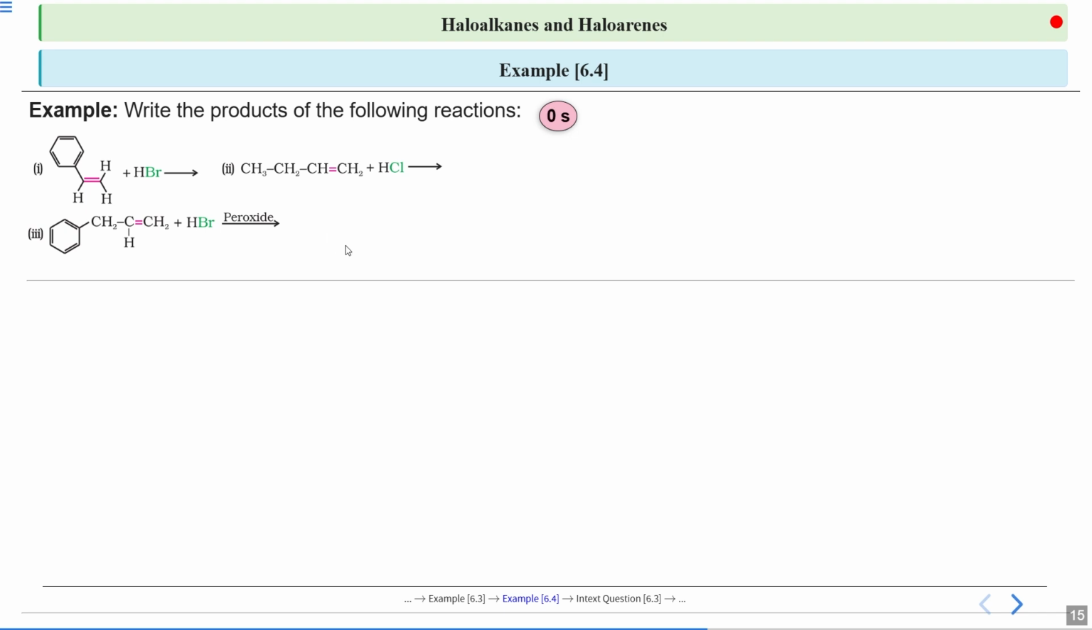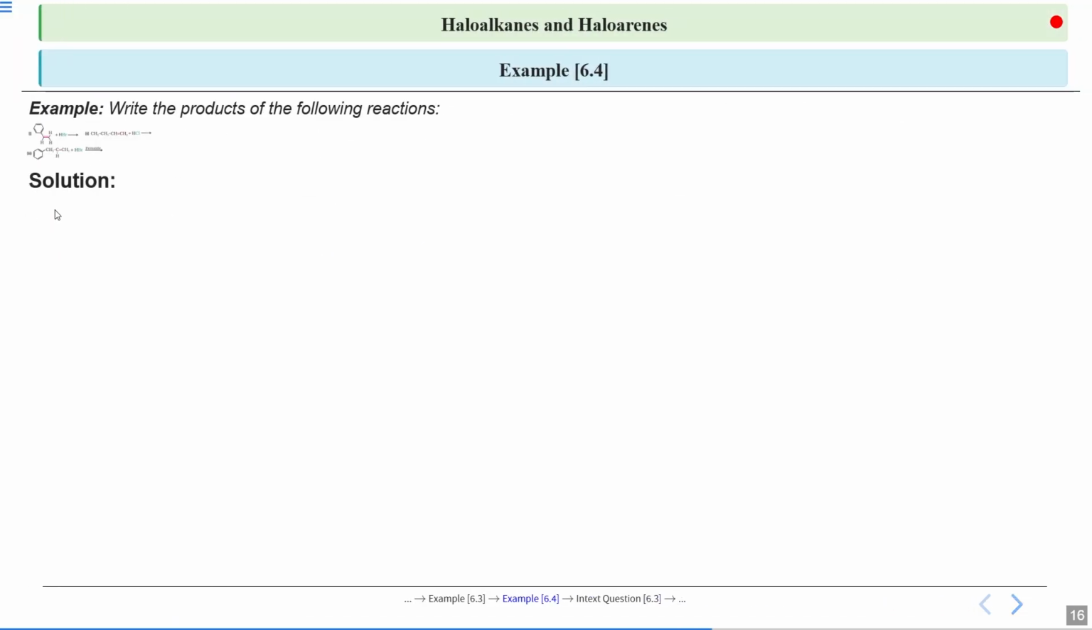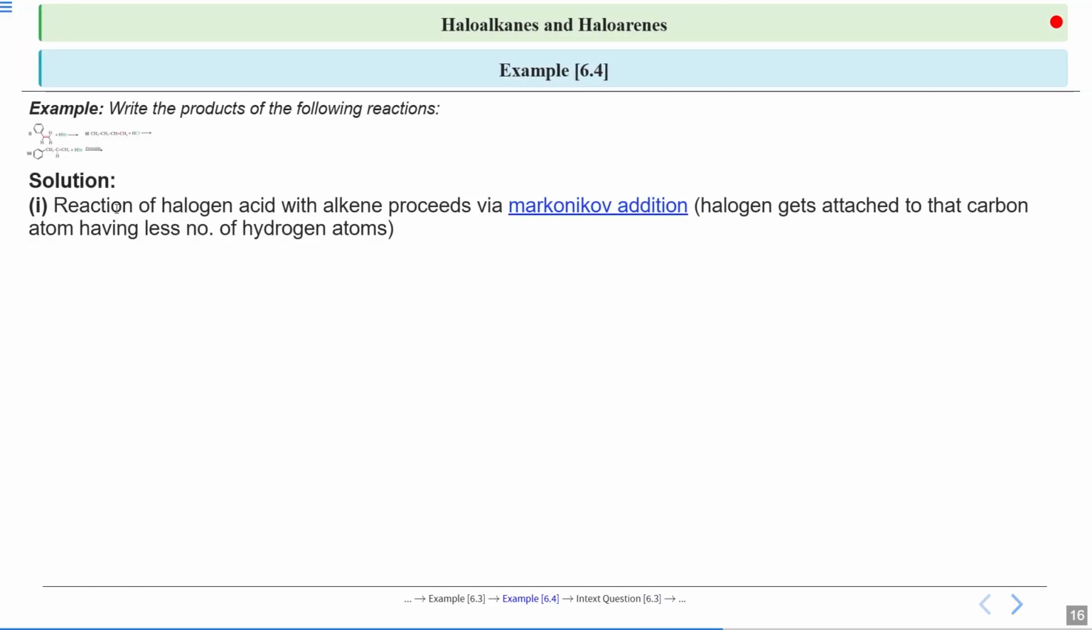Okay, let's see. So for this example, let's solve the first reaction, the reaction of halogen acid with the alkene. So if you remember, we have studied about this in this chapter. The reaction of halogen acid with the alkene proceeds via Markovnikov addition if there is not any presence of peroxide as a catalyst. So the halogen, that is the negative ion, the halogen atom will attach to the carbon that is having a lesser number of hydrogen atoms.